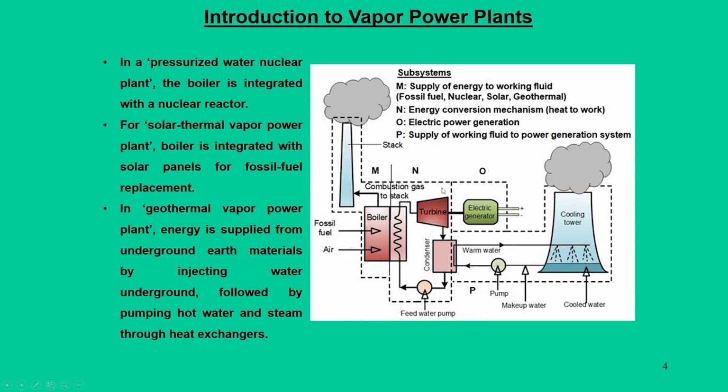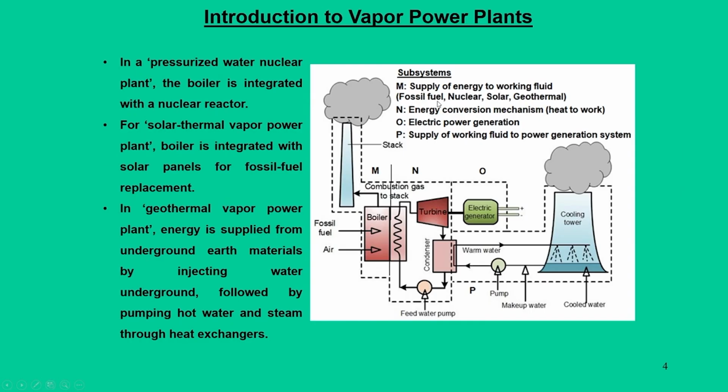This is the main constituents which comes under the segment N, and beyond this N we have another segment that shows how this boiler gets input, gets heat from the outer source. So, that segment is M. So, that means M stands for the supply of energy to the working fluid.